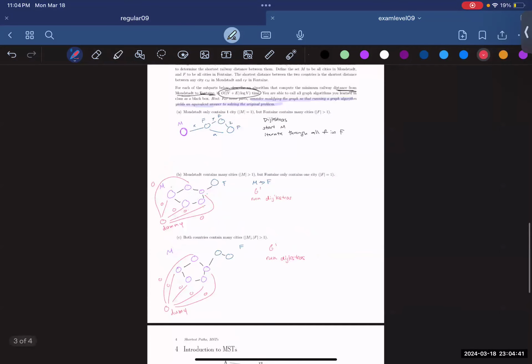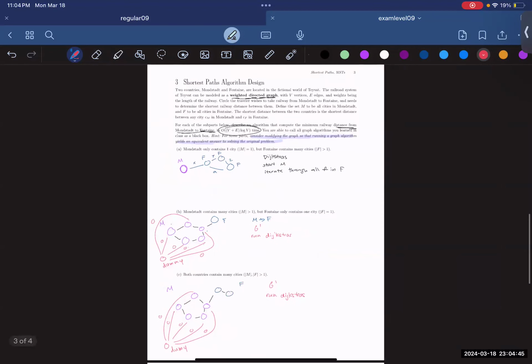I hope that makes sense. I hope these visualizations helped, and I hope this helps you understand the algorithm design aspect.